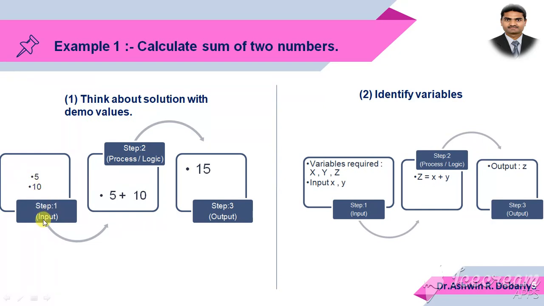So that is our input, right? And how can we calculate the sum? So 5 plus... plus is an operator, right, that we generally use to calculate the sum. And once the sum is calculated, it generates 15. So it is the output.